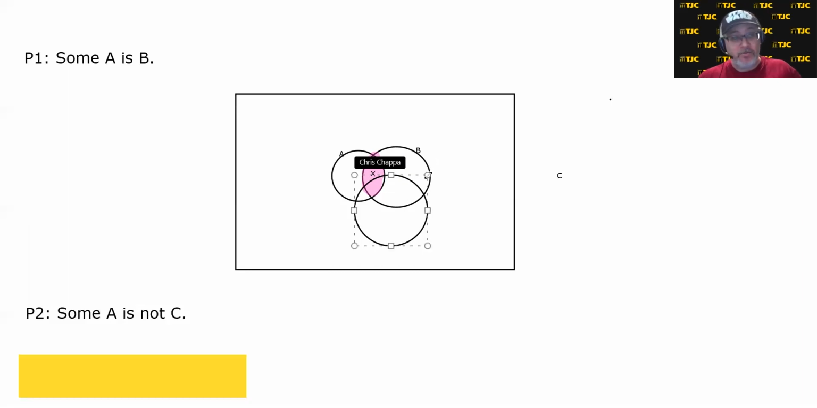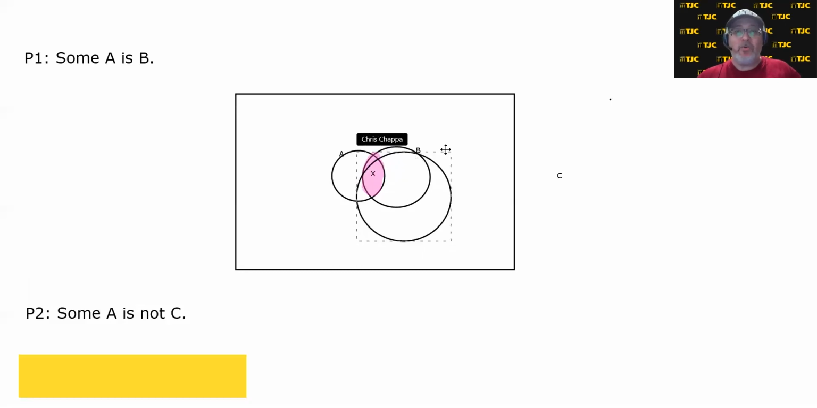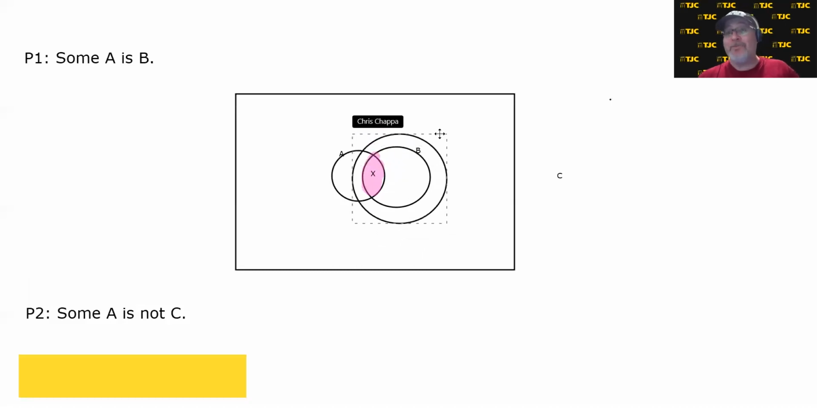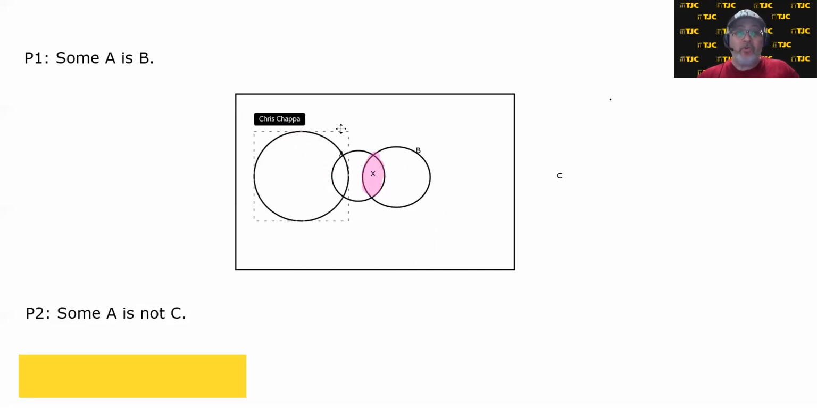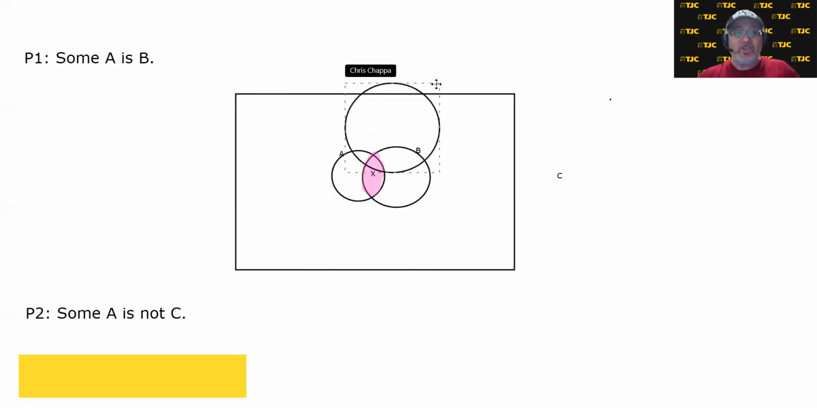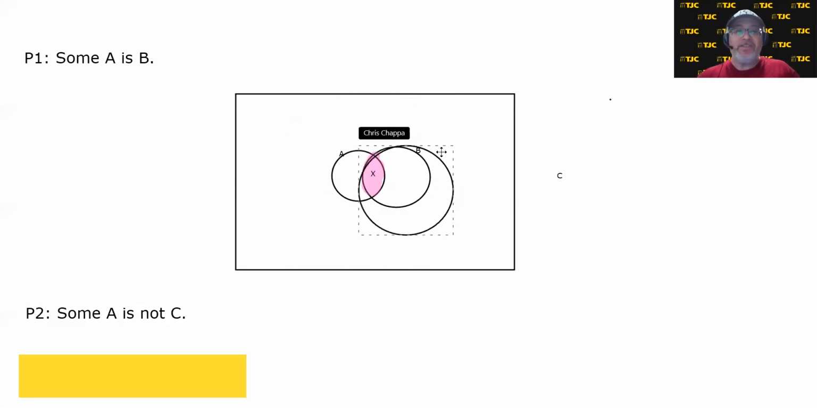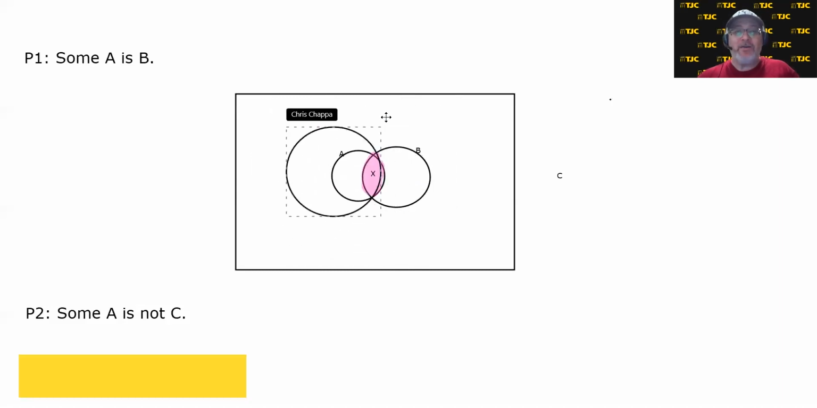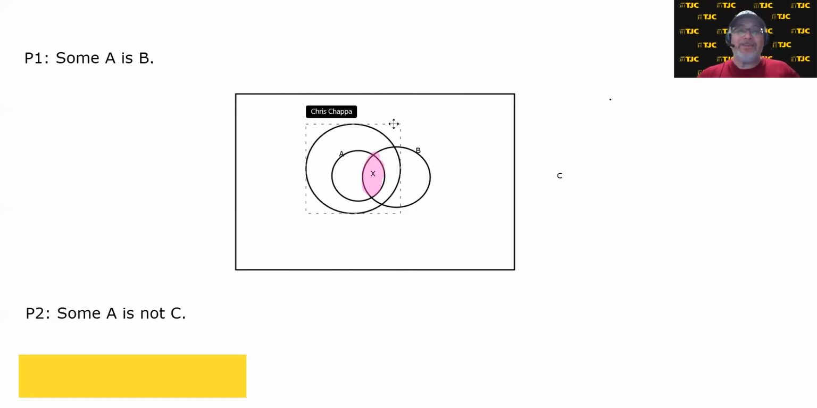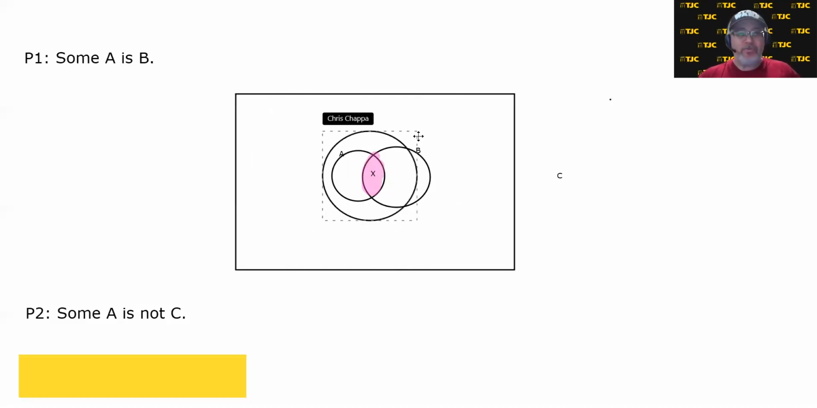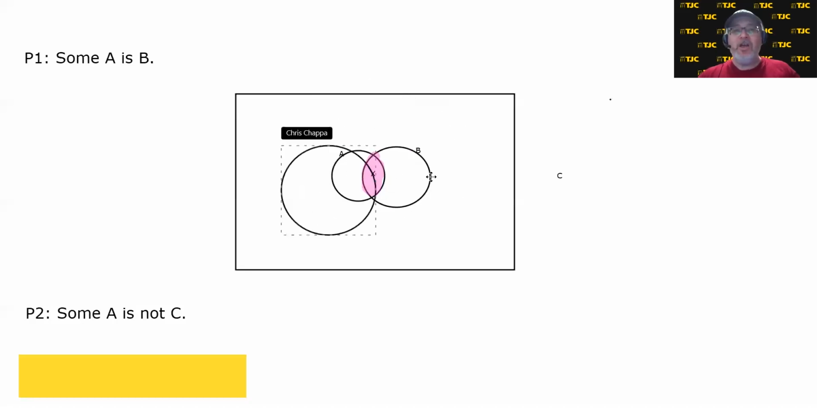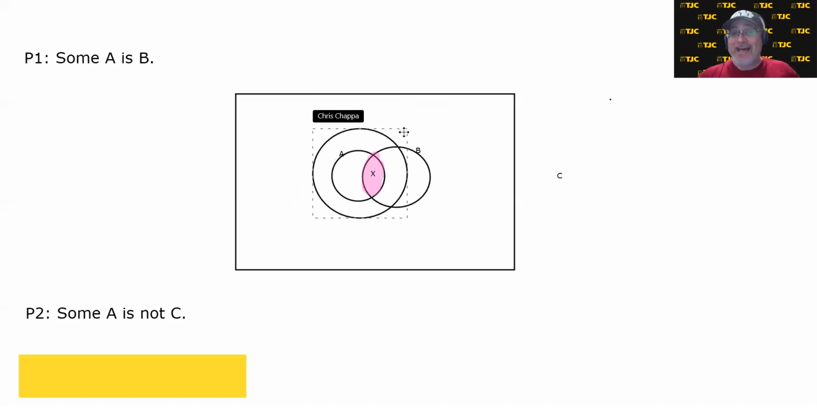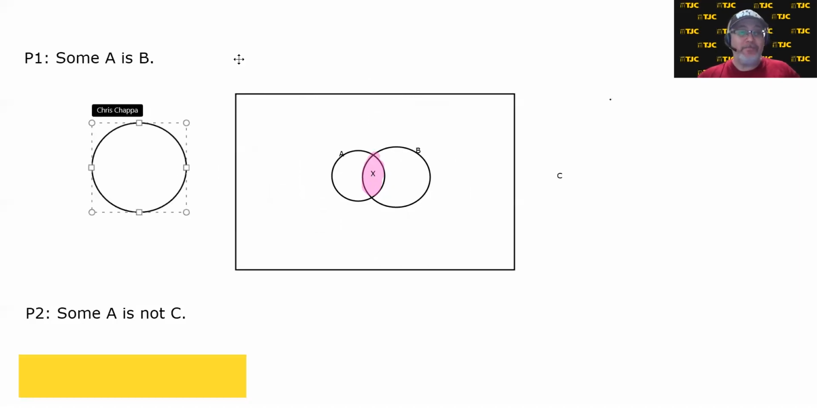Why is this not growing? Come on. If the C circle were large enough, there we go, it could also totally encapsulate B. So there's a lot of options on how to put circle C relative to circle A in terms of the second premise. The only thing we can't have is circle A completely inside of circle C, because then it would be impossible for the second premise to be true. So keep that in mind. We have a lot of places we can put circle C. We just can't put circle A inside of it. So let's move that out for a second.